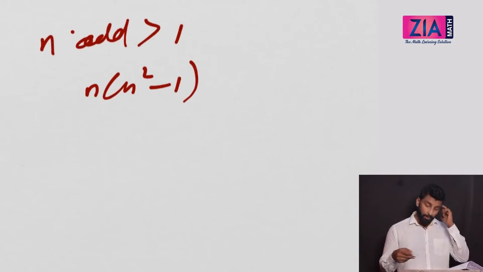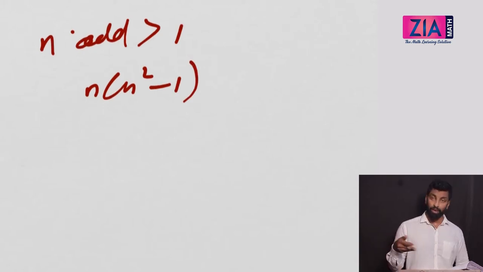Now, next question. What is given? N is an odd number greater than 1, right? So, N is odd greater than 1. Then N into N square minus 1 will be divisible by 48, 96, 24 or none of these. Okay, these are the options.